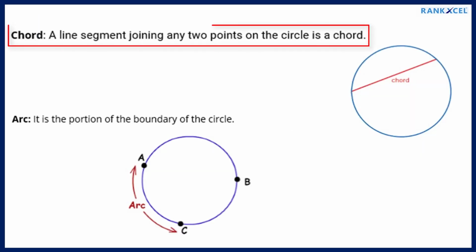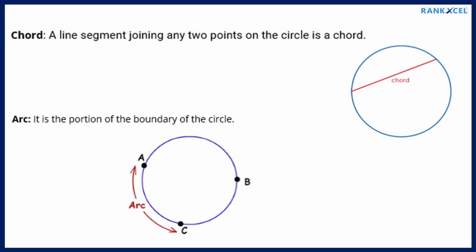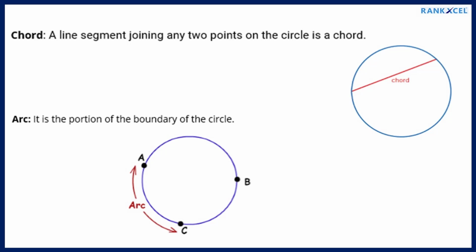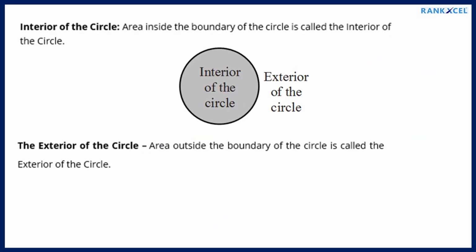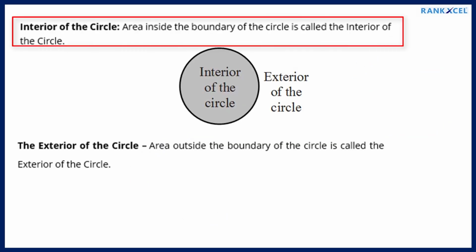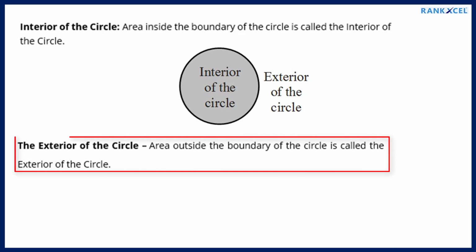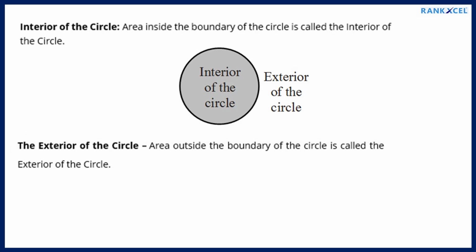Chord, a line segment joining any 2 points on the circle is a chord. Arc, it is the portion of the boundary of the circle. Interior of the circle, area inside the boundary of the circle is called the interior of the circle. The exterior of the circle, area outside the boundary of the circle is called the exterior of the circle.